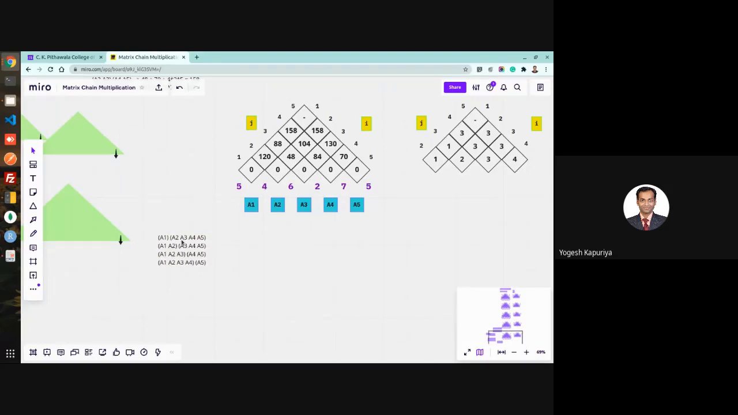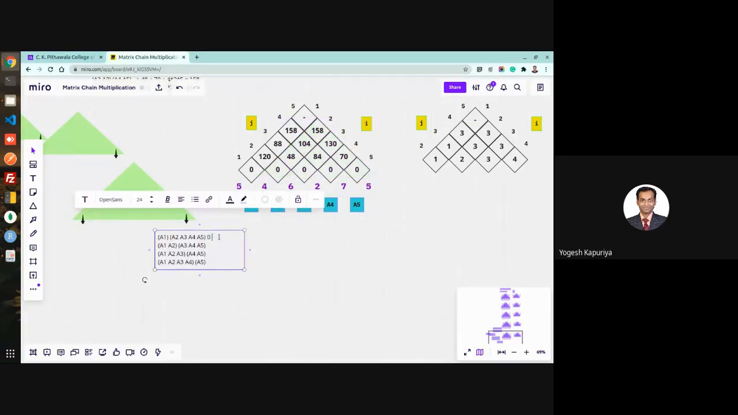Now let us try to understand. First option is A1 multiplied by A2, A3, A4, A5. So A2, A3, A4, A5 means this, that is 158, right? So A1 is 0. So 0 plus 158 plus, the dimension is 5 cross 4 and 4 cross 5. So that is 5 into 4 into 5. So 5 into 4 is 20, into 5 is 100, plus 158, so 258. Okay.